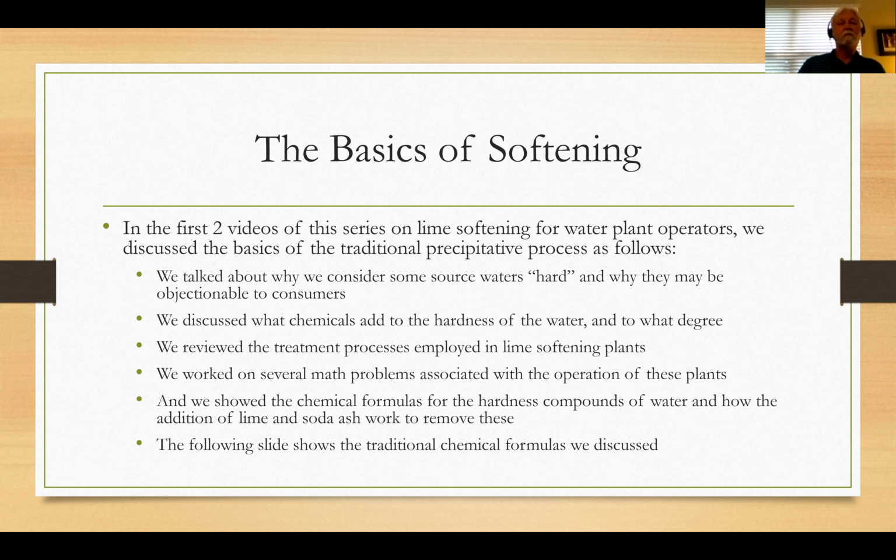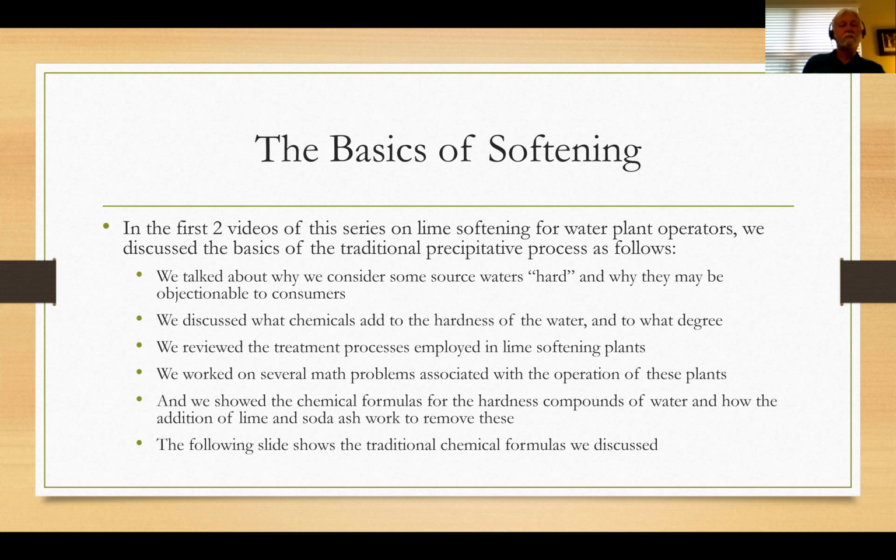Then we went on to discuss the chemicals that we have to add to the water to remove the hardness, and which chemicals do contribute hardness to the water and to what degree. We reviewed the treatment processes that we employed in the lime softening plants. And then we did some of the math problems that are typically associated with the license exams that we take.